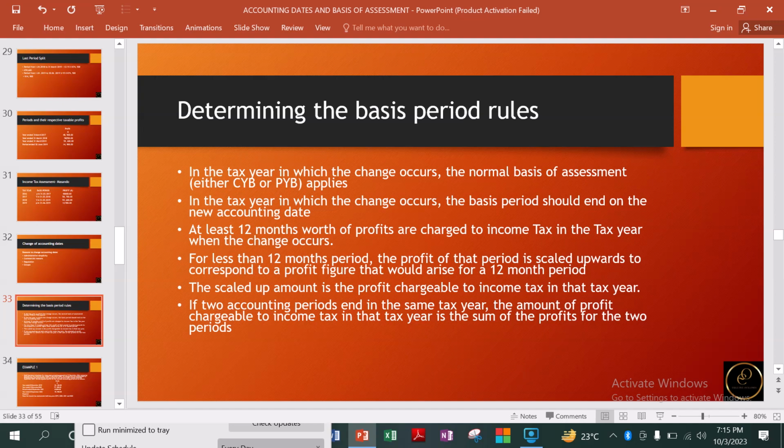In the tax year in which the change occurs, again, the basis period should end on the new accounting date. Apart from the normal rules applying, you should not focus on the fact that the basis period should end on the new accounting date. Thirdly, take note that at least 12 months worth of profits are charged to income tax in the tax year when the change occurs.